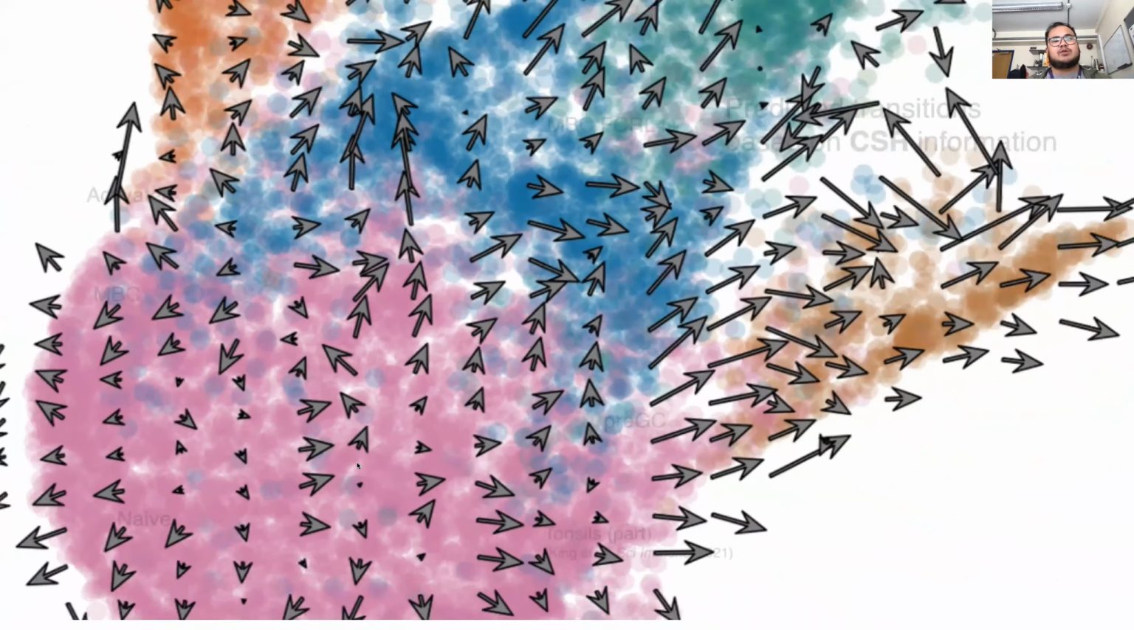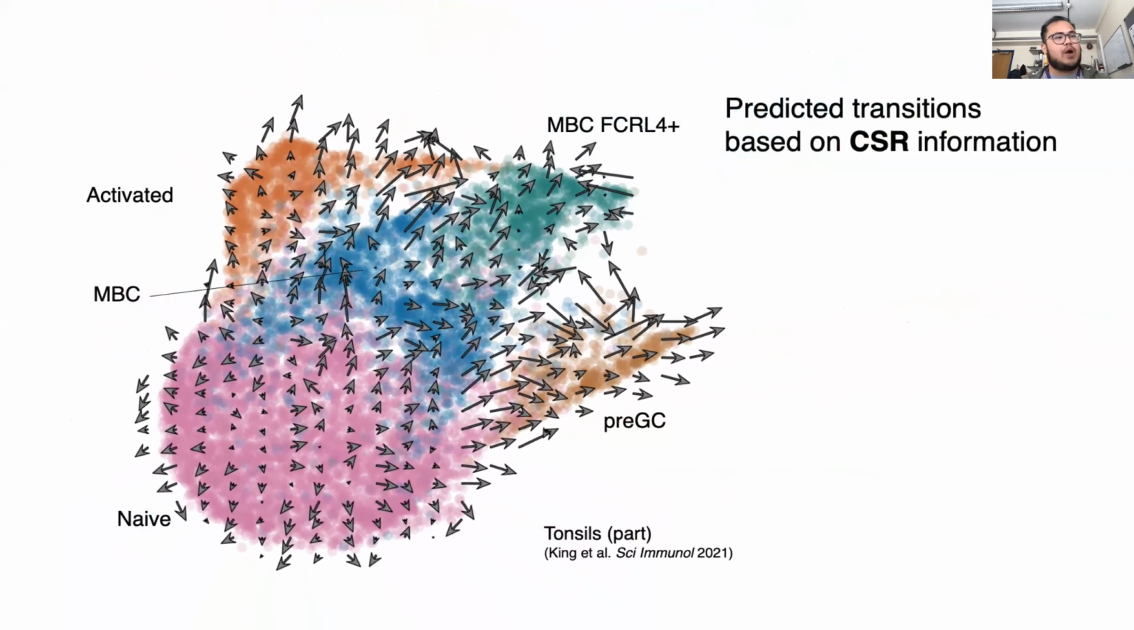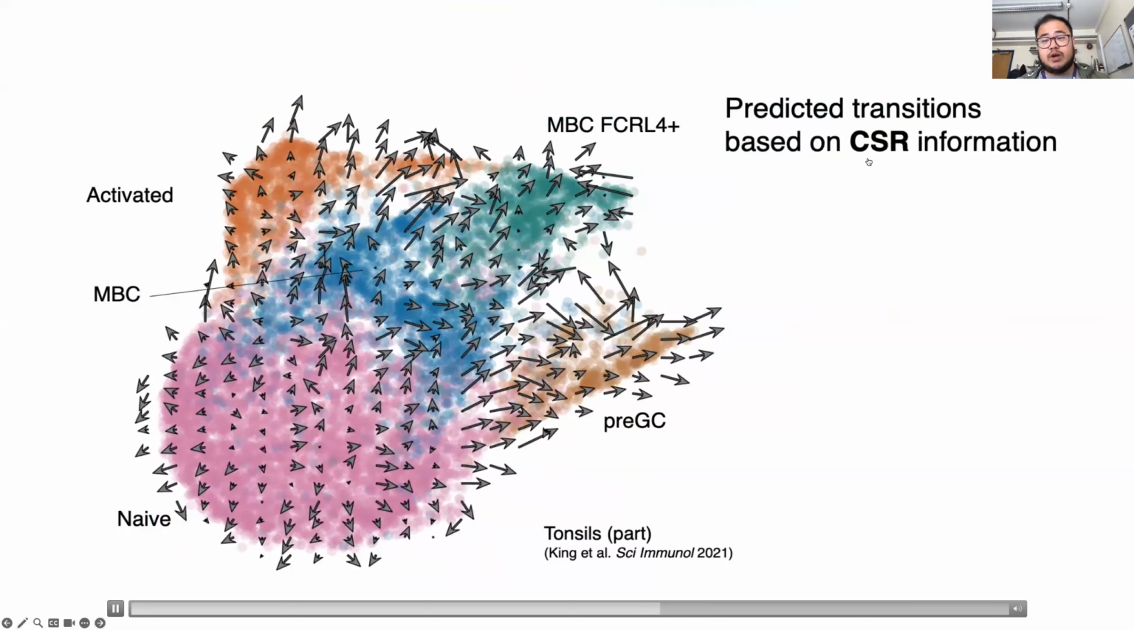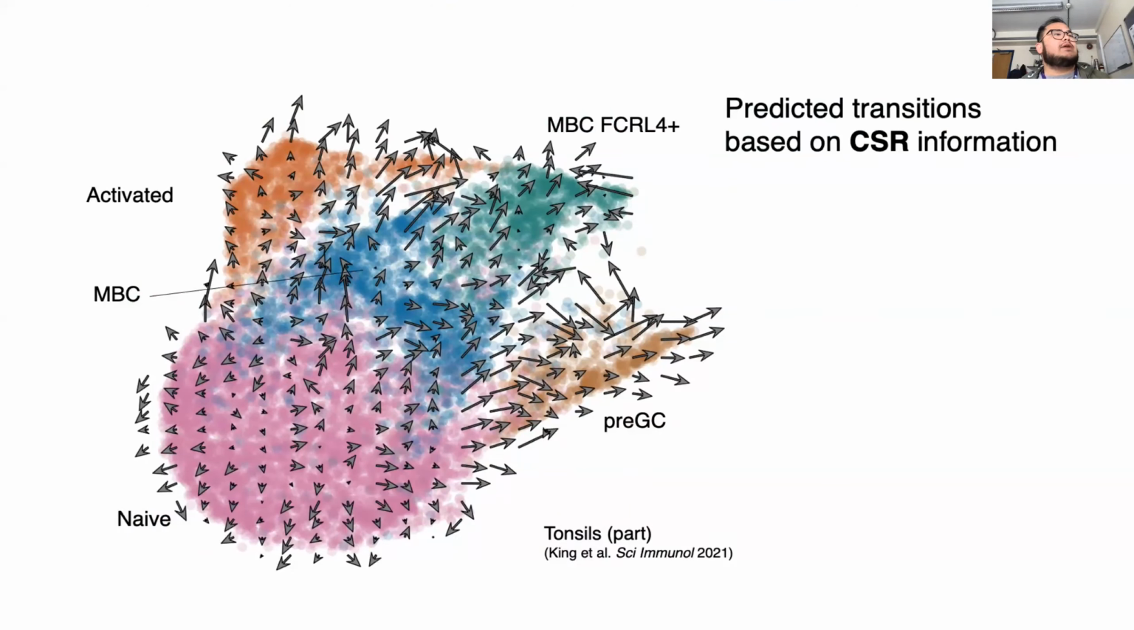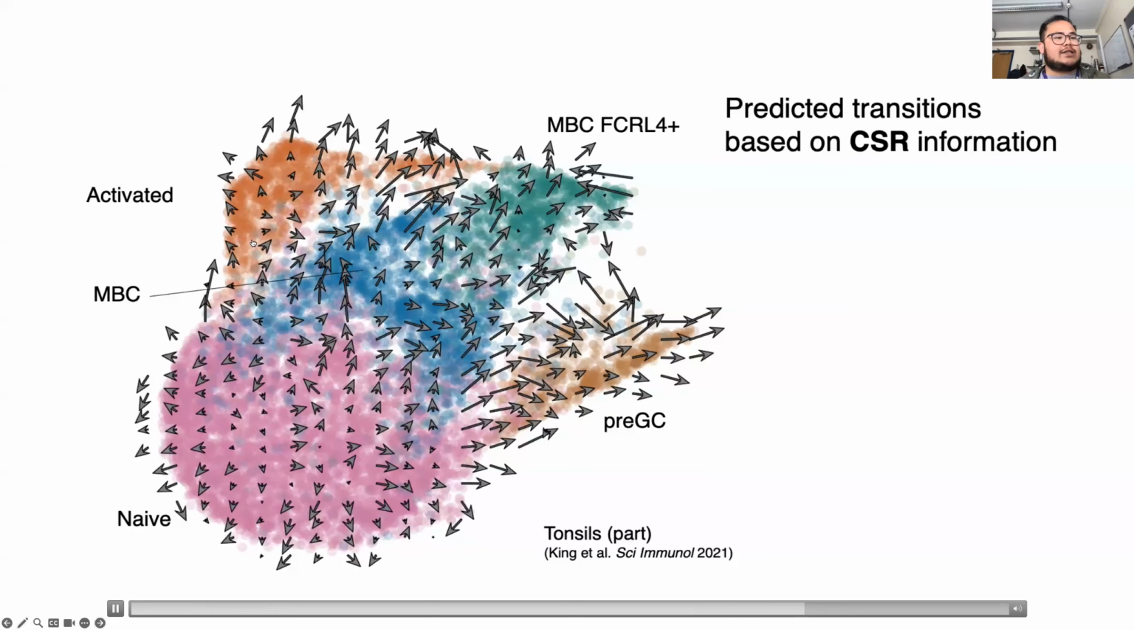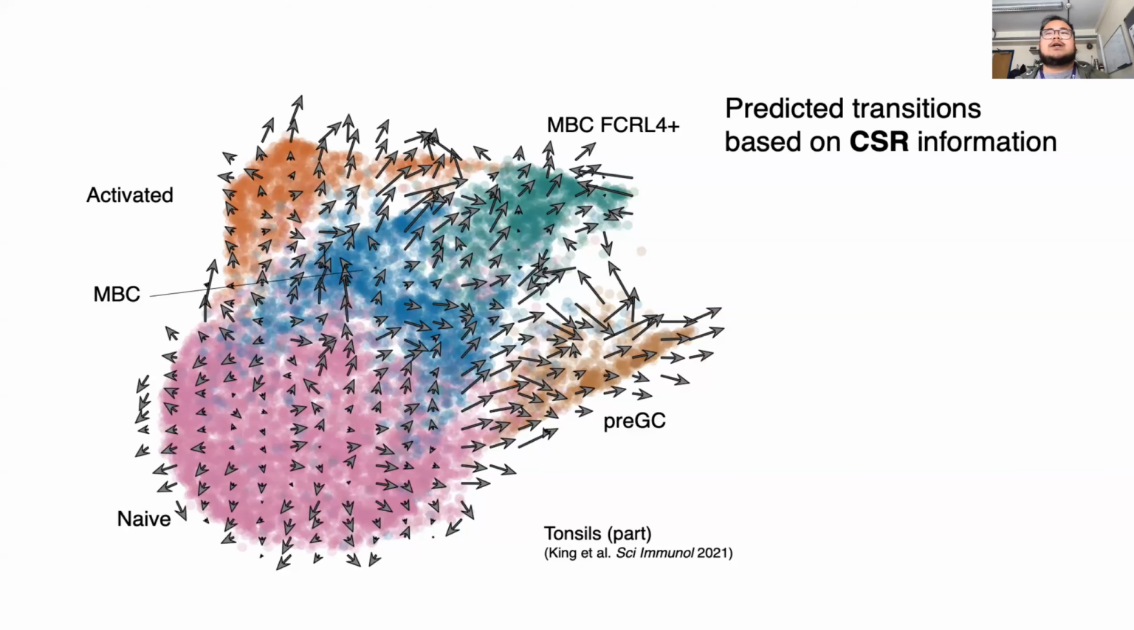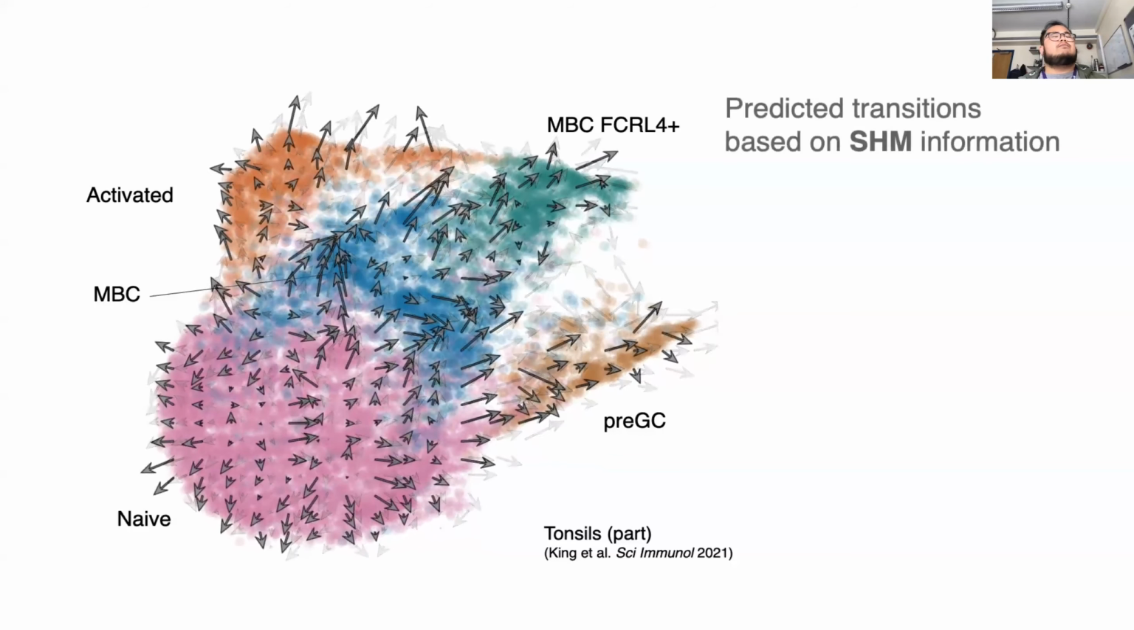Here is an illustration done on an example data set collected from the tonsil, where, using class recombination information, we reproduce what is expected in terms of B cell transition from naive to memory cells to activated cells and also to enter the germinal center. So this is done on class recombination, which is a native process of B cells.